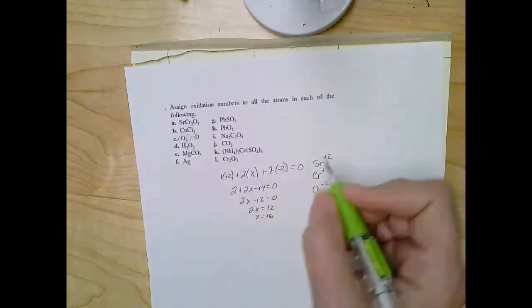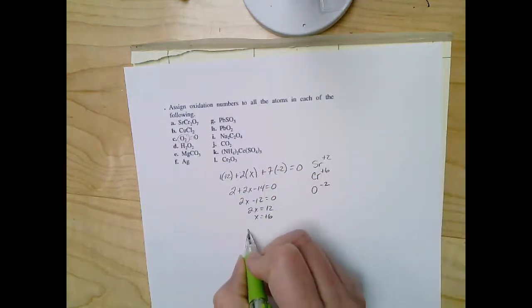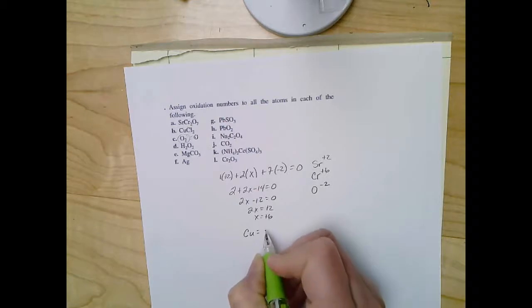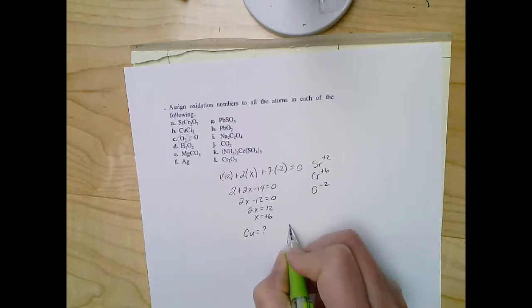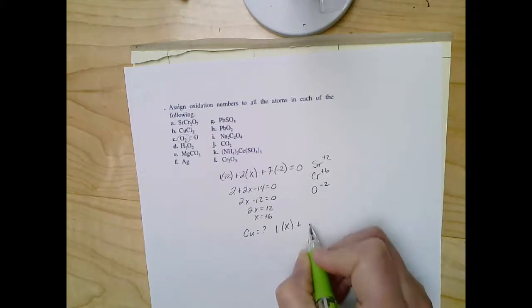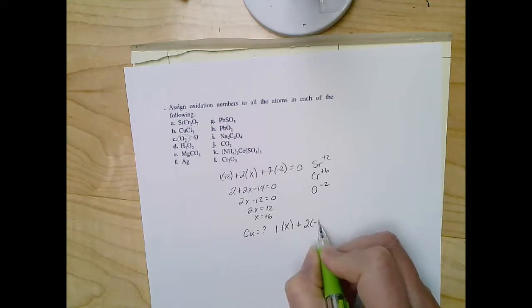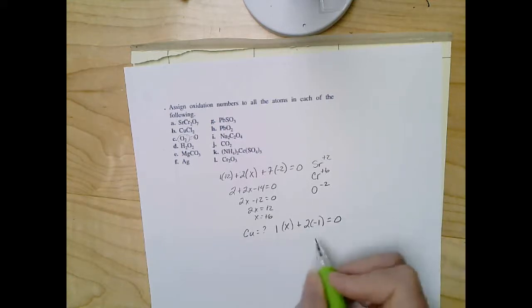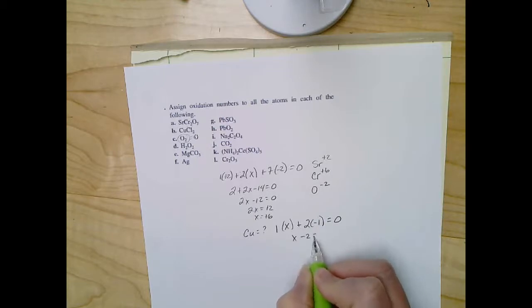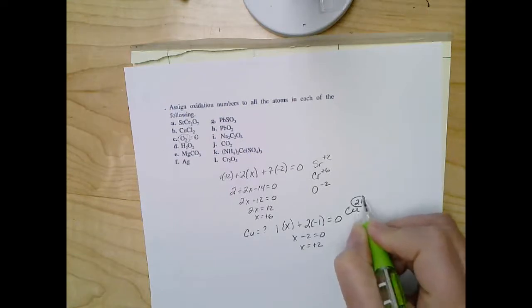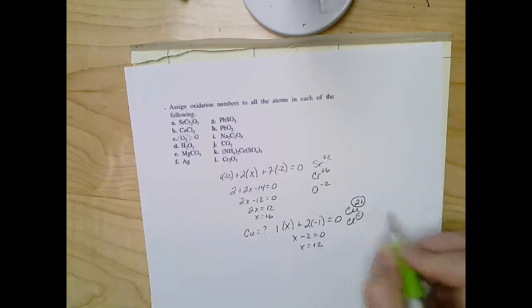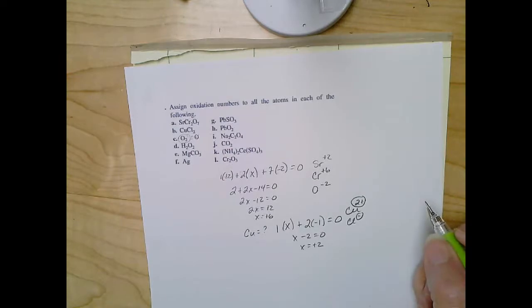Let's look at copper chloride. So copper can have one of 2 charges, so I'm not sure what it's going to be. But I do know that I'm going to let it equal x, and I have one of it. And I have 2 chlorides, which should be -1, is going to equal 0. So x minus 2 equals 0, so x equals +2. So copper's oxidation number is +2, and chlorine's oxidation is -1.